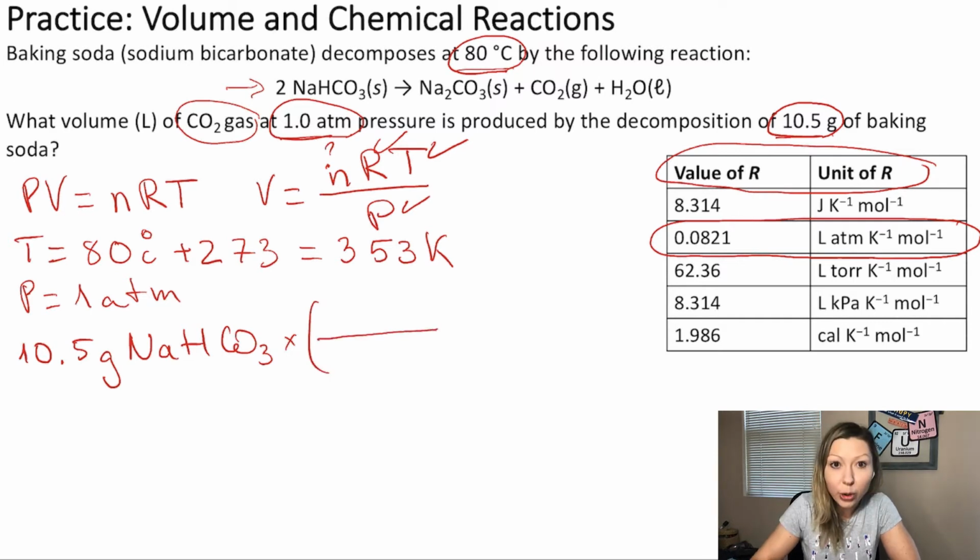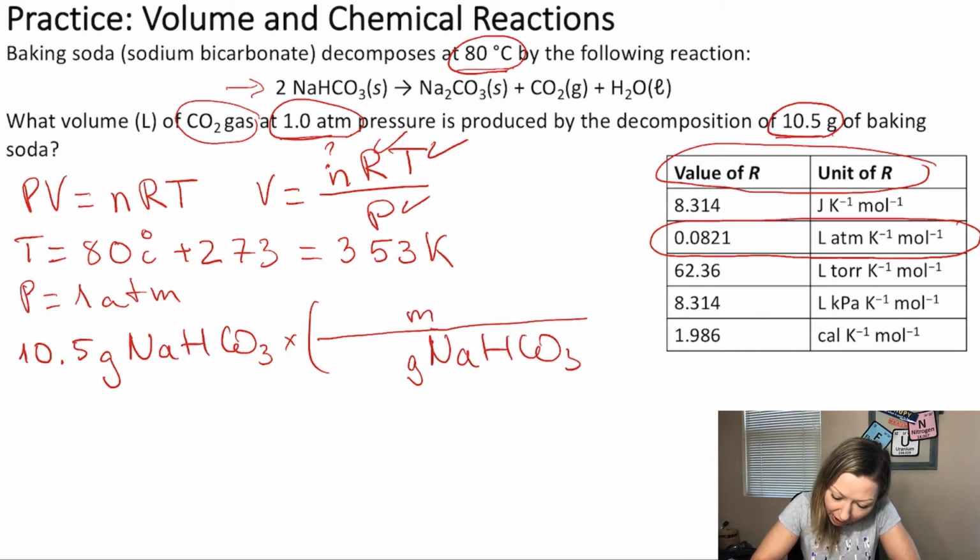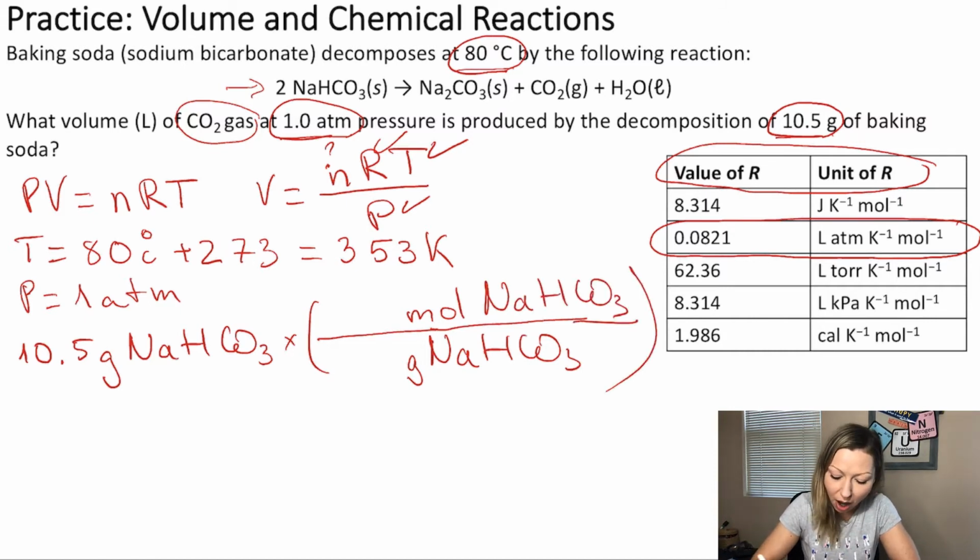And in order to convert it into moles, we need to have the grams of NaHCO3 on the bottom and the moles of NaHCO3 or baking soda on top. We know that 1 mole is actually going to be 84.01 grams, which is simply the molar mass of baking soda. So after this, we can use the balanced chemical equation where we know that if we have 2 moles of baking soda, we are going to produce 1 mole of carbon dioxide gas.